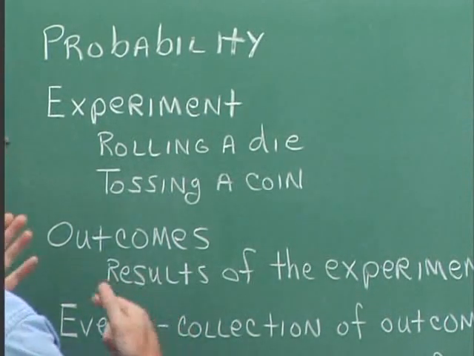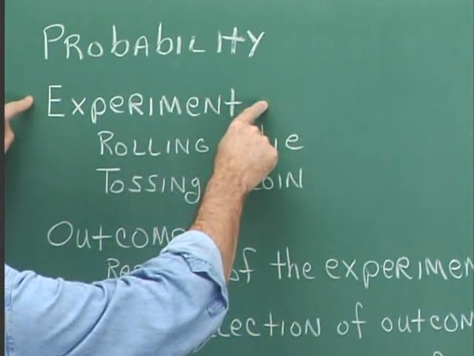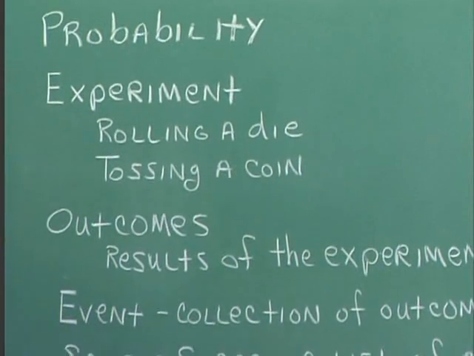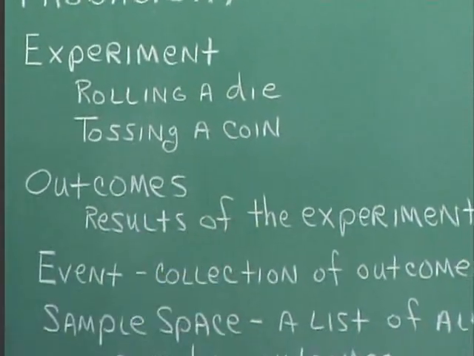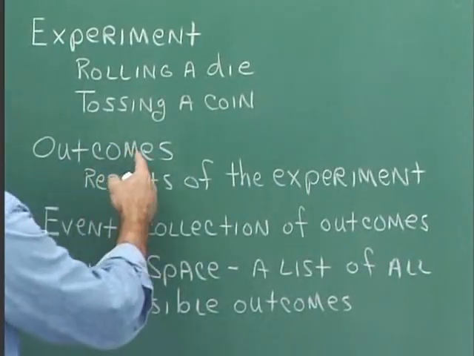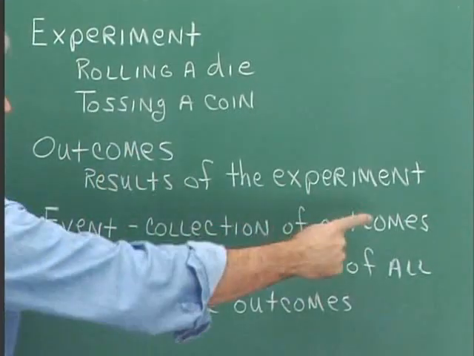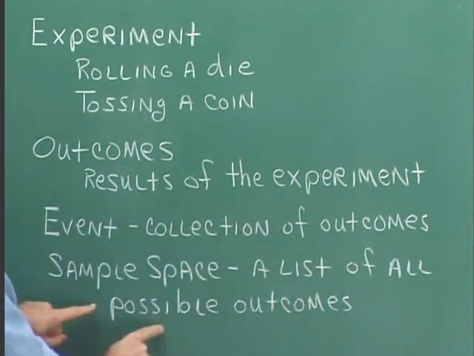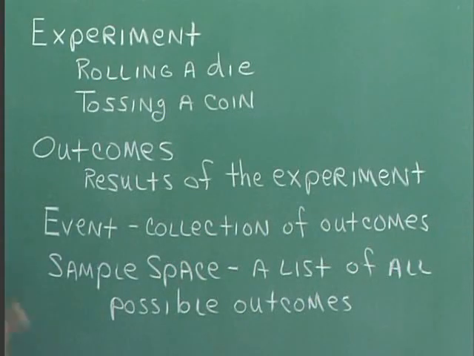But we talk in this environment about an experiment. And an experiment is like rolling a die or tossing a coin. And the outcomes would be the results of the experiment. Now, an event is related to the outcomes because an event is a collection of outcomes. I'll give you an example in just a minute and it'll make this clear. Sample space is a list of all the possible outcomes. Sample space, all the possible outcomes.